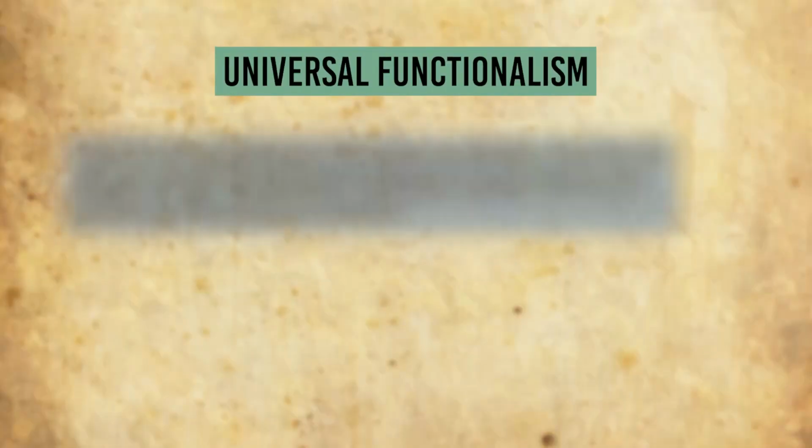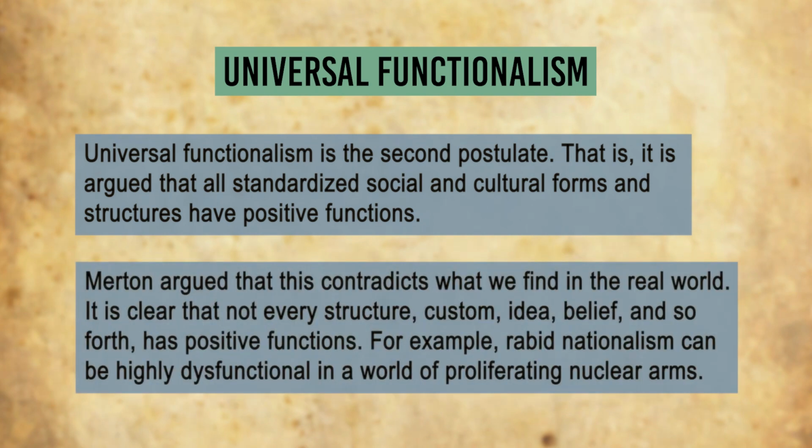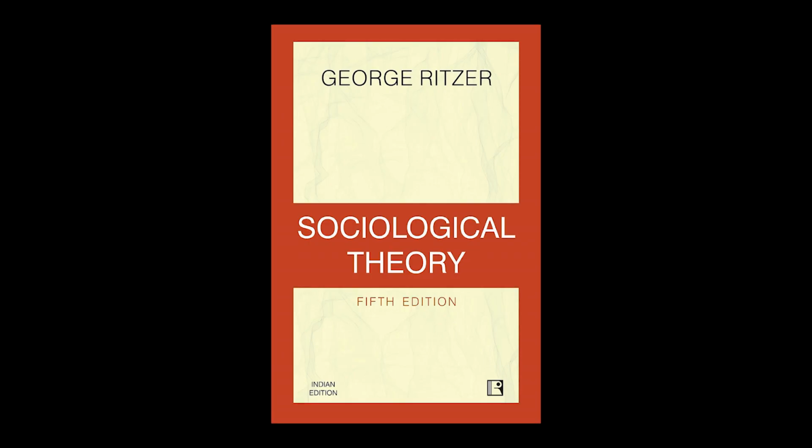Universal functionalism is the second postulate. That is, it is argued that all the standardized social and cultural forms and structures have positive functions. Merton argued that this contradicts what we find in the real world. It is clear that not every structure, custom, idea, belief, and so forth has positive functions. For example, rabid nationalism can be highly dysfunctional in the world of proliferating nuclear arms. And this is what Ritzer has also said in his book, Sociological Theory, from which we have developed this concept.